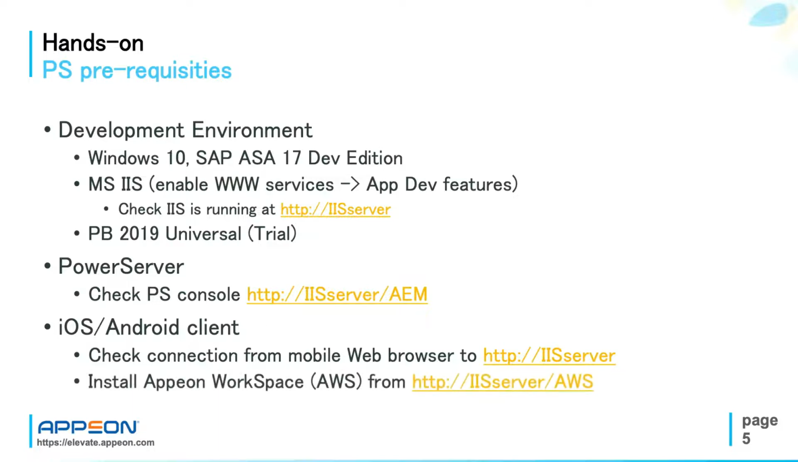And then you are ready to install the Appeon Workspace, AWS. We are going to test the application through this tool. Download it from the IIS server/AWS. You have two links, one for iOS and one for Android. So this is the list of pre-requirements for the practical part of this presentation that will follow the slideshow.